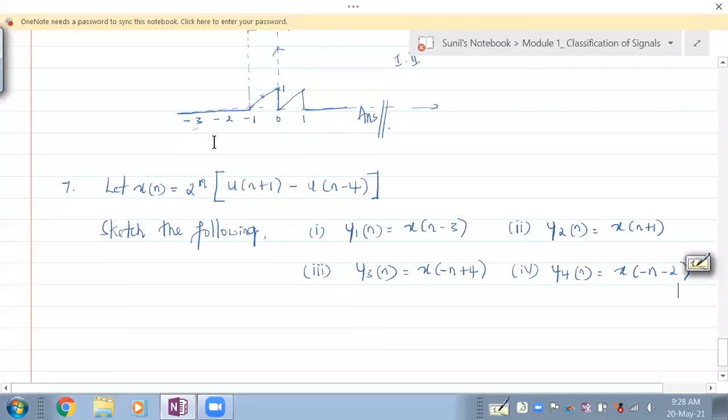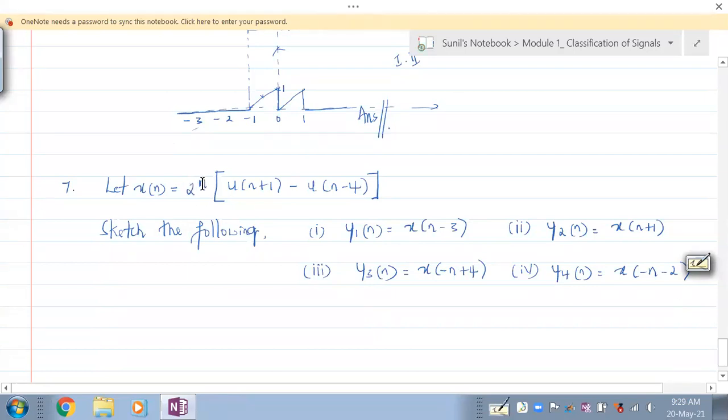Let's see the seventh problem now, wherein x of n is given, and it's a discrete signal, mind you. In discrete signal, for the first time, we're looking at something like 2 power n. What is 2 power n? 2 power n is the exponential. Understand that? This is an exponential.